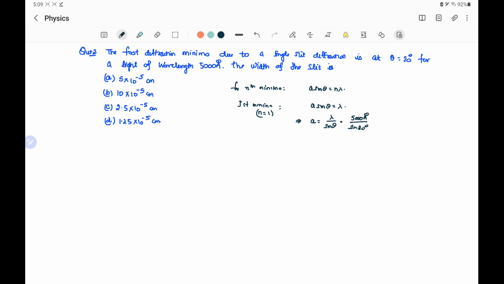Because options are given in centimeter, we convert this angstrom into centimeter by multiplying by 10 raised to power minus 8, divided by sine 30, which is 1 by 2. So it will be equal to 5000 into 2 into 10 to the power minus 8 centimeter, or it is equal to 10,000 into 10 raised to the power minus 8 centimeter, or we can write it as 10 into 10 raised to the power 3 into 10 raised to the power minus 8 centimeter, or simply 10 into 10 raised to the power minus 5 centimeter. Hence option B is the correct option.